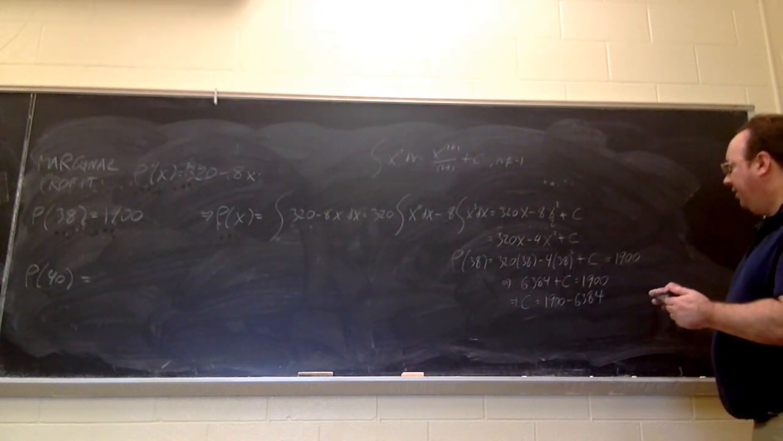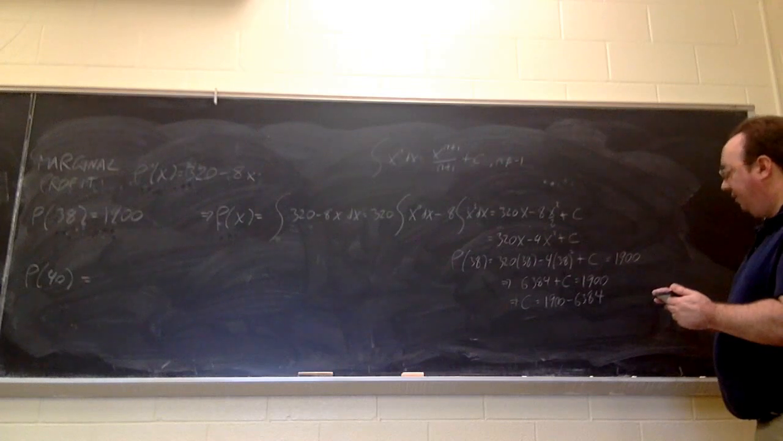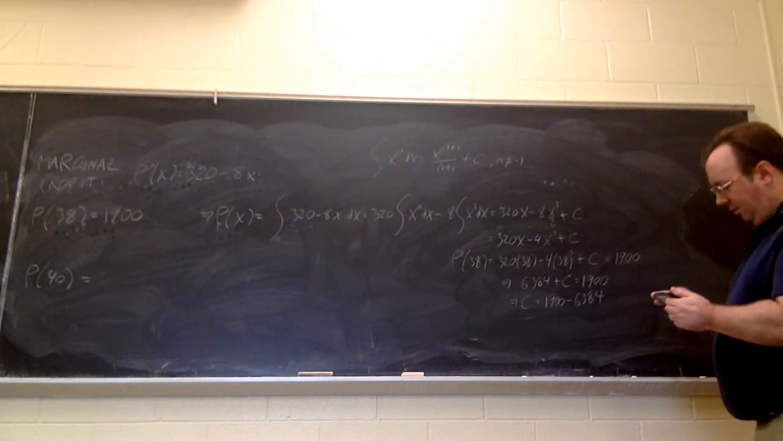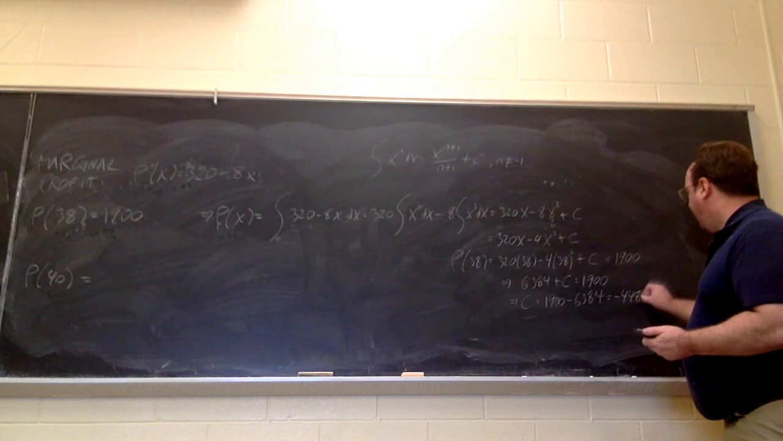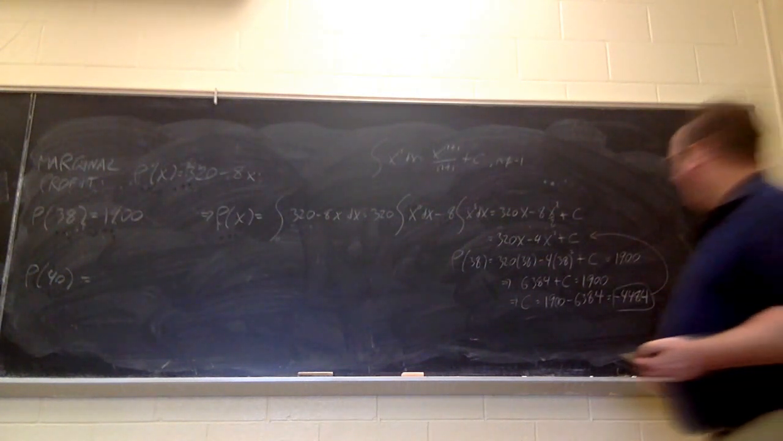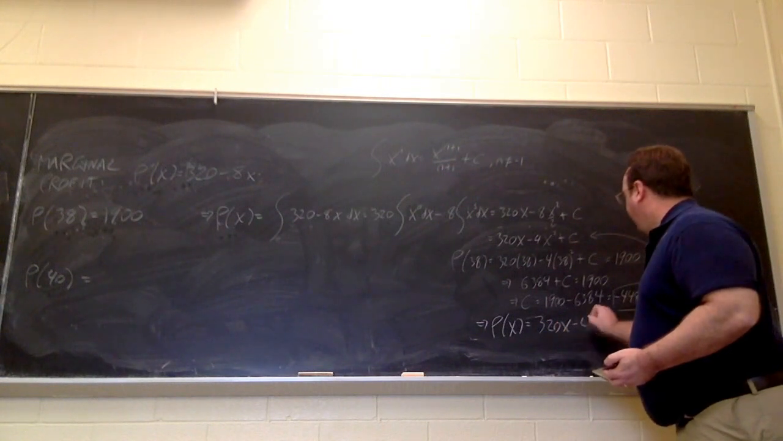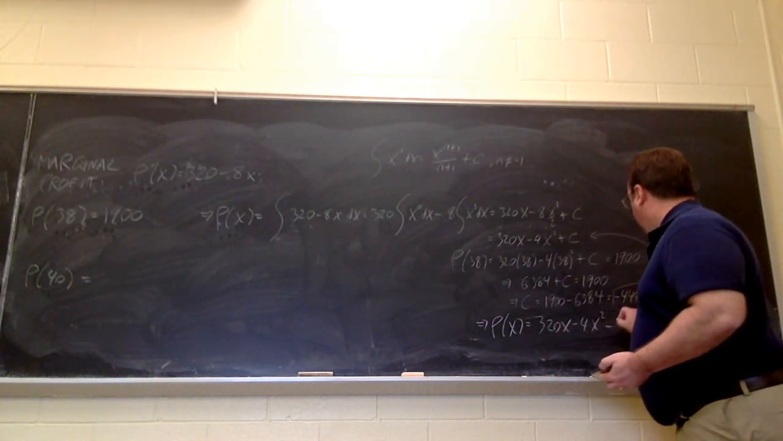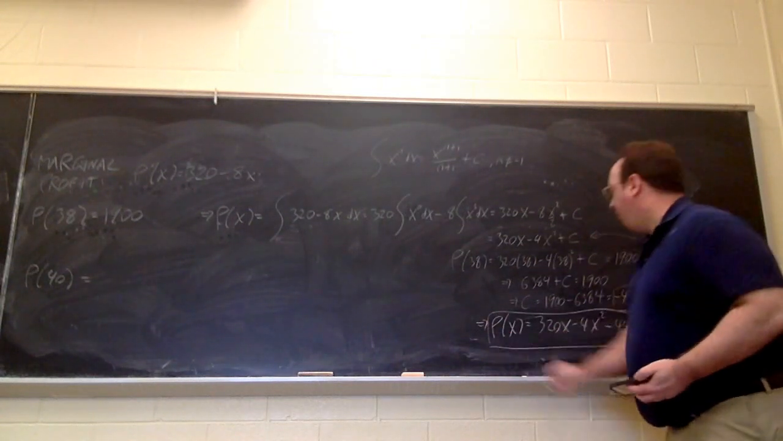So that is 1,900 minus 6384, which gives minus 4484 as my value of c. Now I can put that value back in, and therefore my profit function p of x is 320x minus 4x squared minus 4484. So that's my final answer for the first part, just to find the profit function.